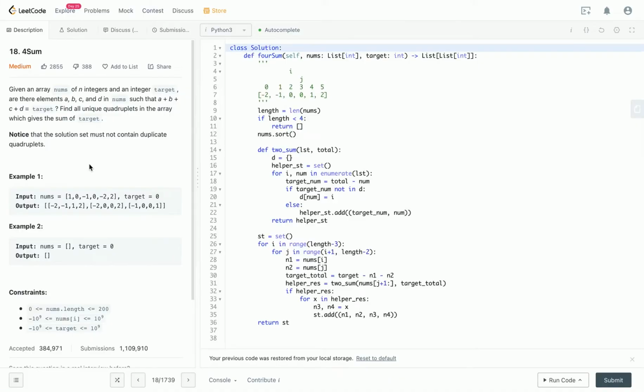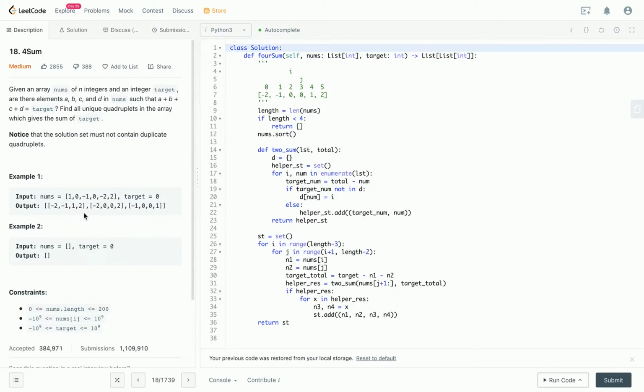Problem. So given an array nums of n integers and an integer target, are there elements a, b, c, d in nums such that a plus b plus c plus d equals target? Find all unique quadruplets in the array which give the sum of target. Notice that the solution set must not contain duplicate quadruplets. So yeah, basically it's very easy, right? The question is very easy to understand. It's just to find in the array all the possible four numbers a, b, c, d that add up to the target.